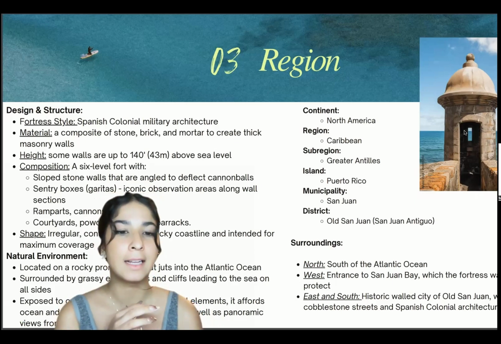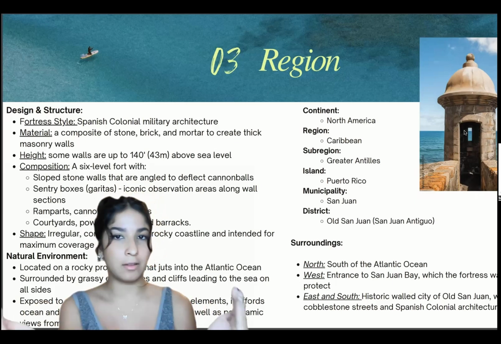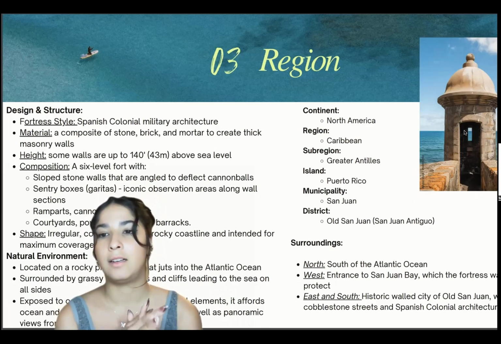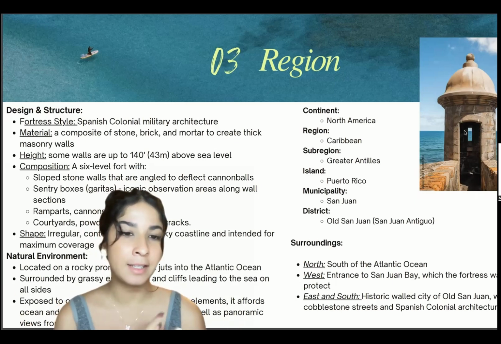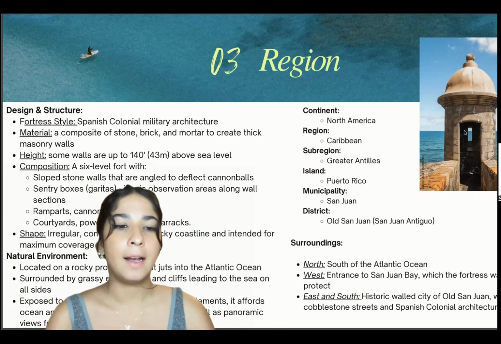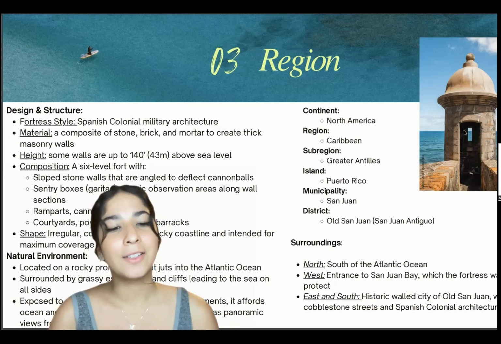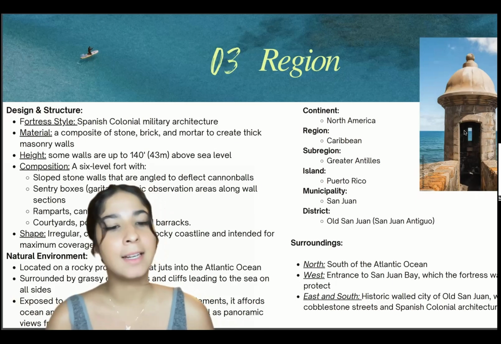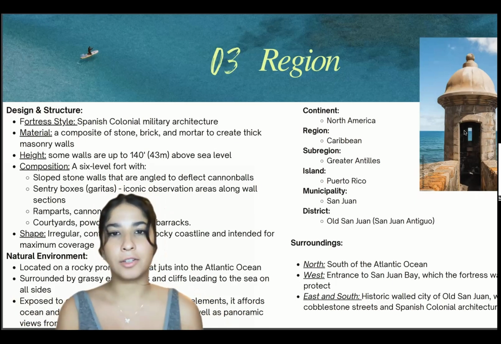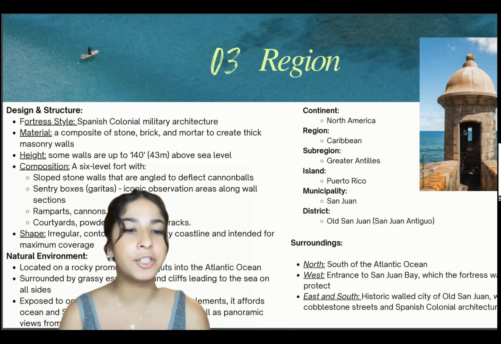Those are called garitas. And they are just iconic observation areas around all of the sections of the fortress. It was used for the Spaniards to look through there and see if there were any enemies while they were still protected. And those are garitas. There also are ramparts, cannons, and turrets, courtyards, powder rooms, and barracks. The shape is irregular because it's contoured by the rocky coastline, which is intended for maximum coverage.